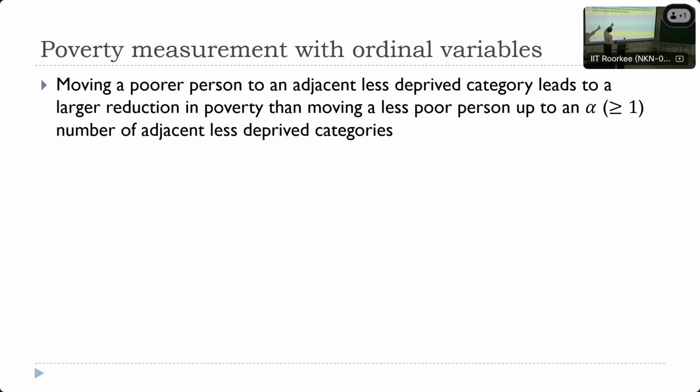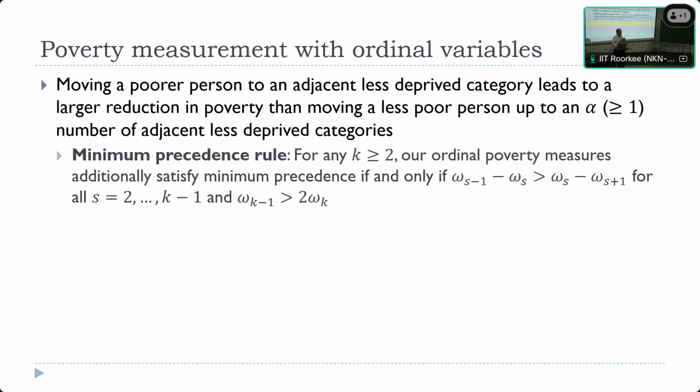Now, does moving one poor person to an adjacent less deprived category lead to a larger reduction in poverty than moving a less poor person up by alpha number of categories? Alpha could be 1, 2, or 3, whatever. It could be one category, it could be two categories, and so on. Depending on that, of course, you will get a different set of weights.